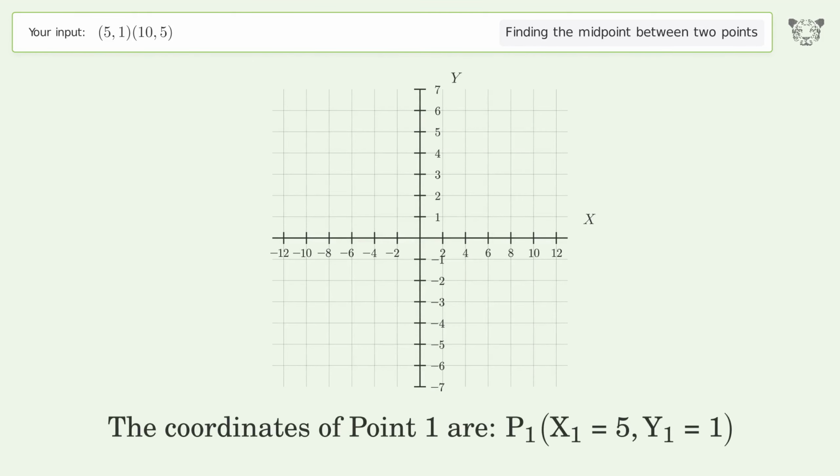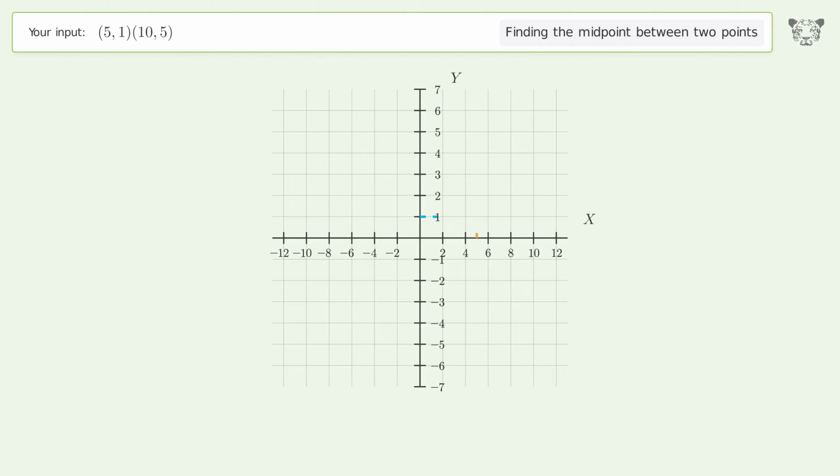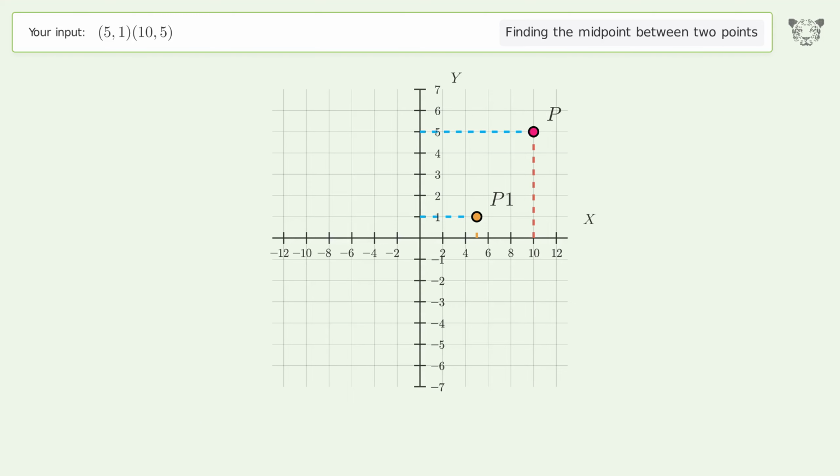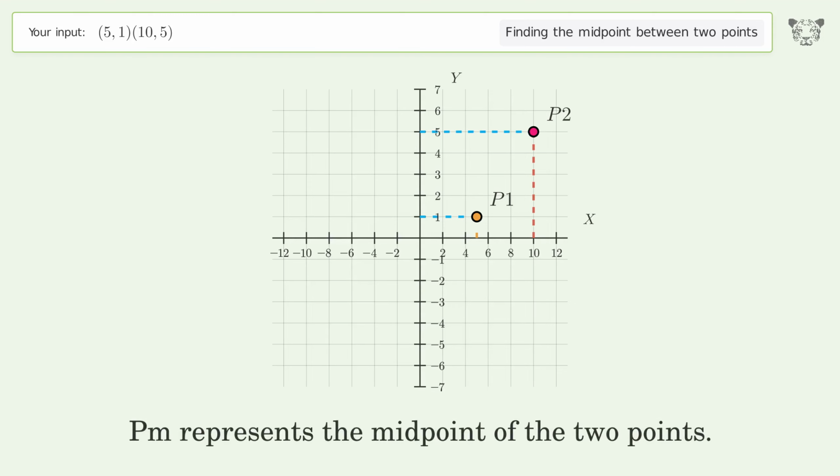The coordinates of point 1 are x1 equals 5, y1 equals 1. The coordinates of point 2 are x2 equals 10, y2 equals 5. PM represents the midpoint of the 2 points.